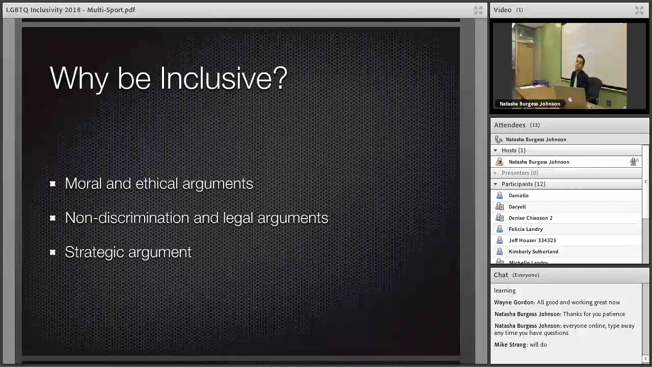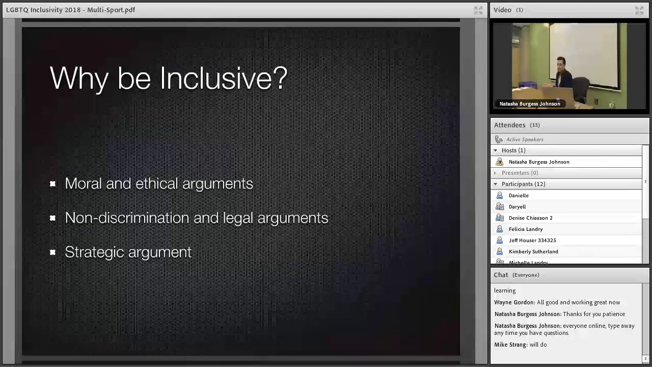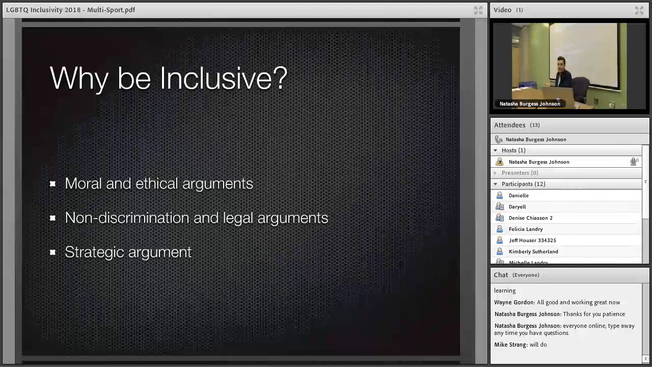But moving on to why to be inclusive. So moral and ethical arguments, you can say it's the right thing to do. You want to include everyone. It doesn't feel right to exclude somebody. It's probably why most people in this room are here, because you've bought into the idea that it's better to be inclusive, so I've got to figure out a way to help my organization do what we can.